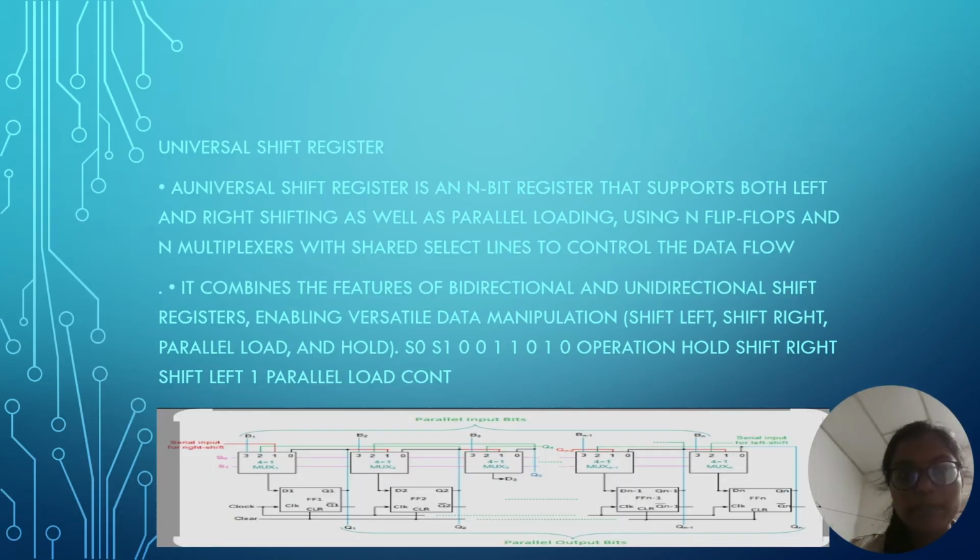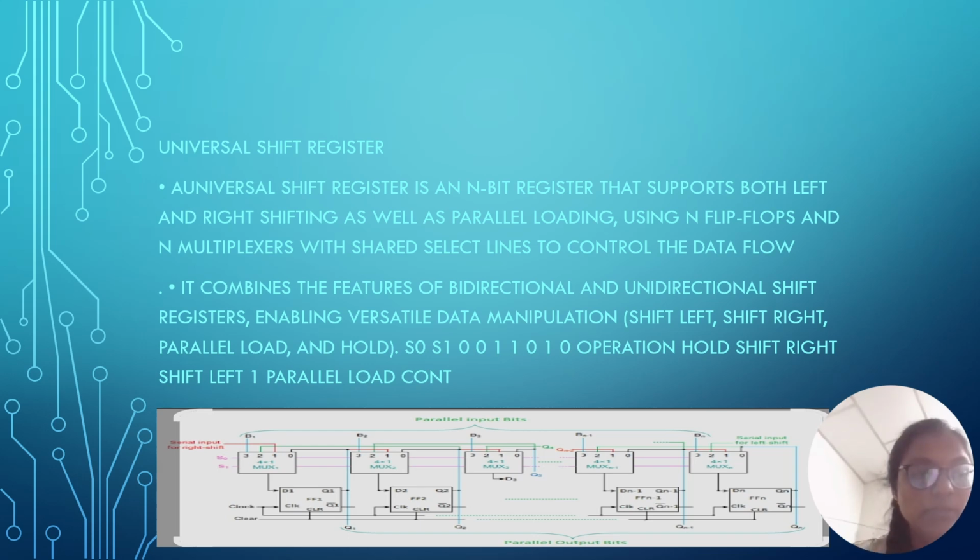And next, the universal shift register is an n-bit register that supports both left and right shifting as well as parallel loading, using n flip-flops and n multiplexers with shared select lines to control the data flow. It combines the features of bidirectional and unidirectional shift registers, enabling versatile data manipulation: shift left, shift right, parallel load, and hold. S0, S1 select the operation: hold, left, right, shift, parallel load.